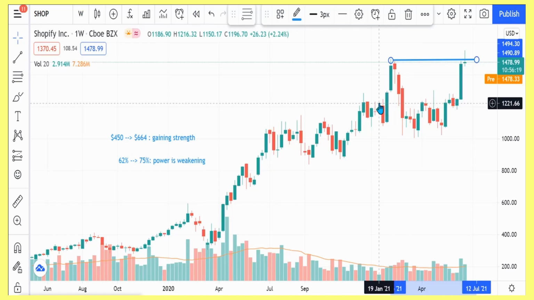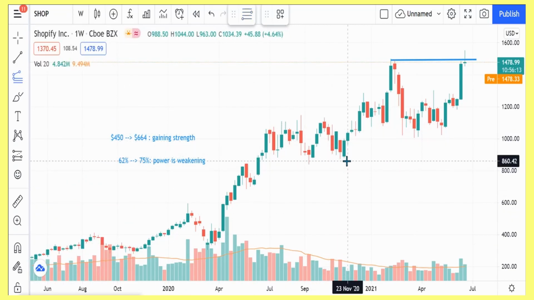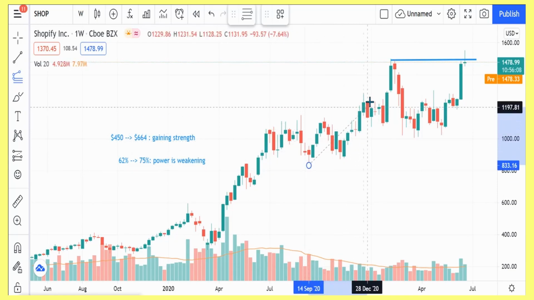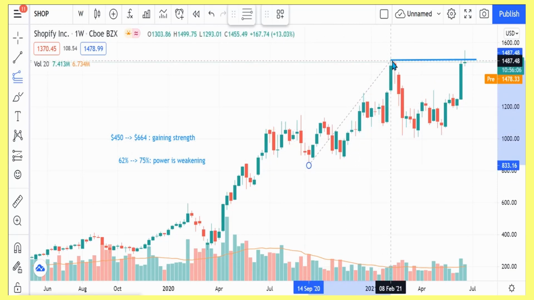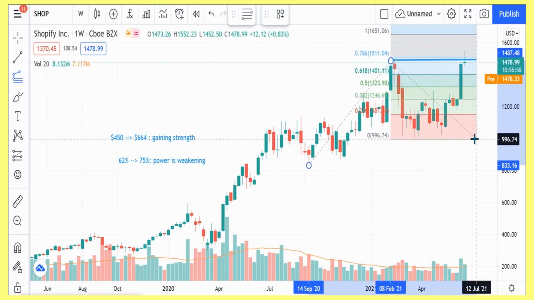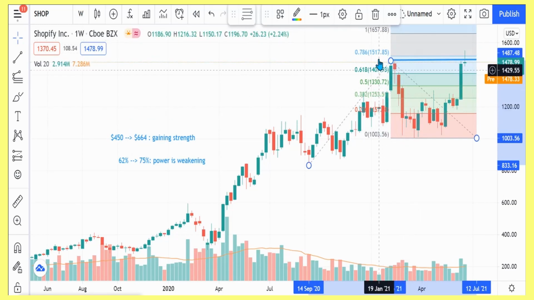For that, I'll take a Fibonacci, but this time a trend based Fibonacci. So this is the lowest we got, to the high, and then to the low here. I'm plotting at the low here. We managed to touch the low here. There are several Fibonacci levels here, but which level should we use?